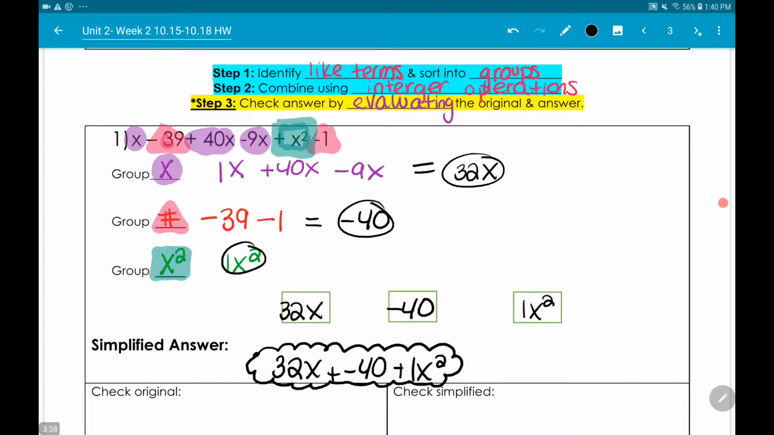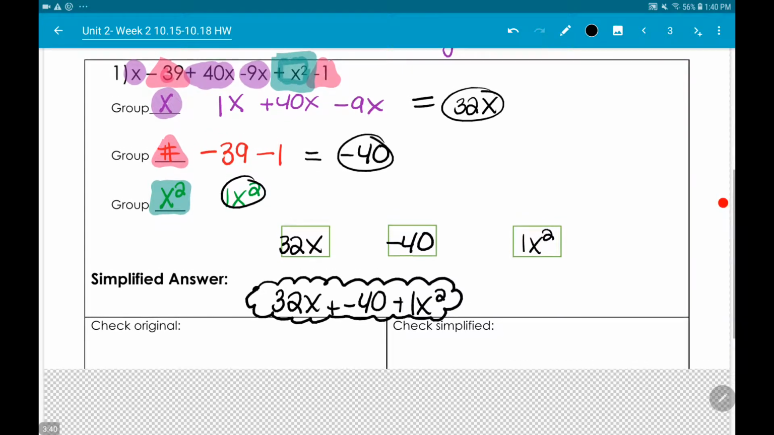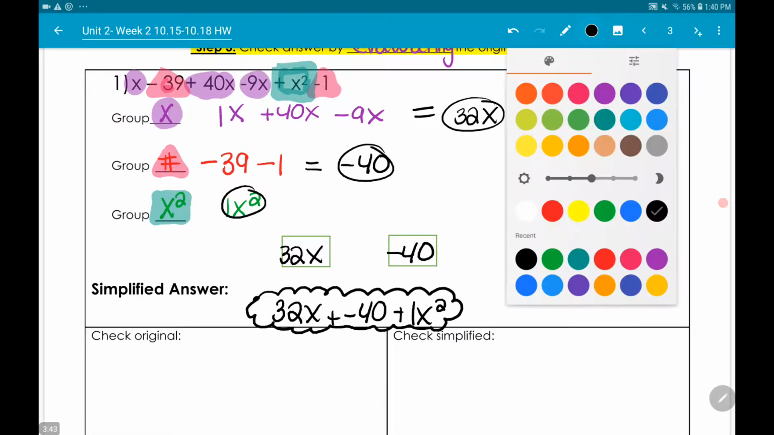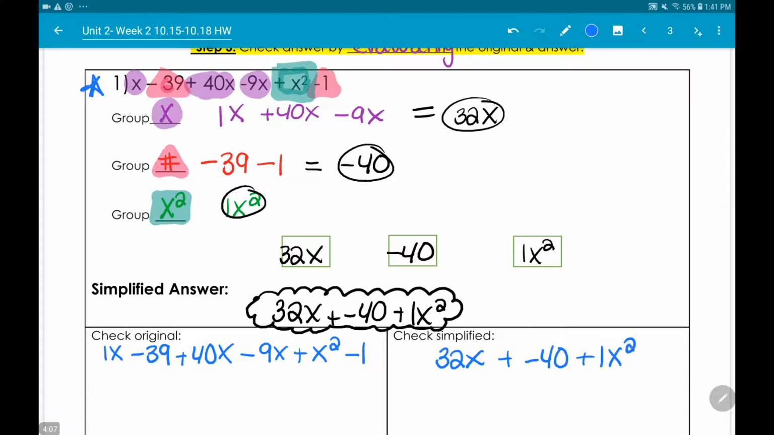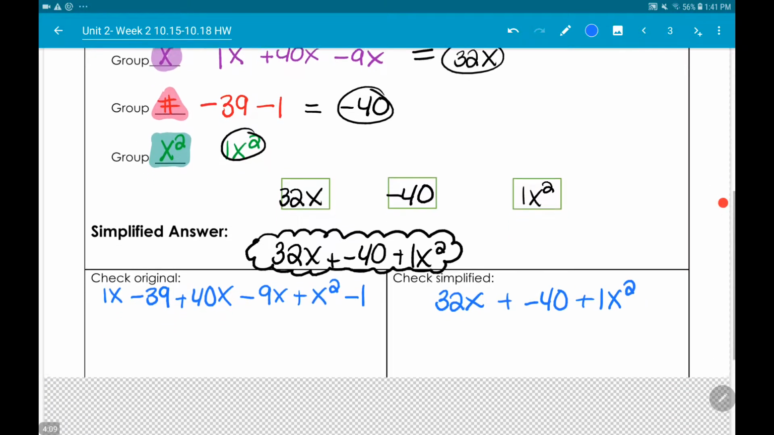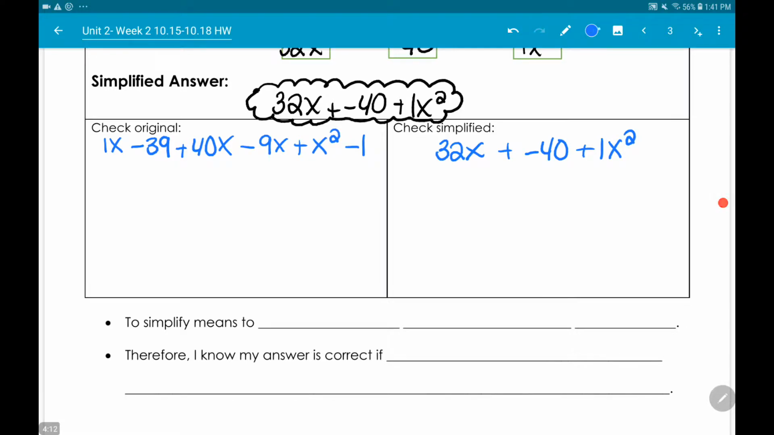Okay, so if I want to check my answers, I need to check for equivalence. So I'm going to check two things. First, I'm going to check the original. So I'm going to write the original. The original was 1x minus 39, and my original is here, so that's where I'm getting this from. And then I'm going to check my simplified. Okay, and how do I check? I need to check to see if they are equivalent.